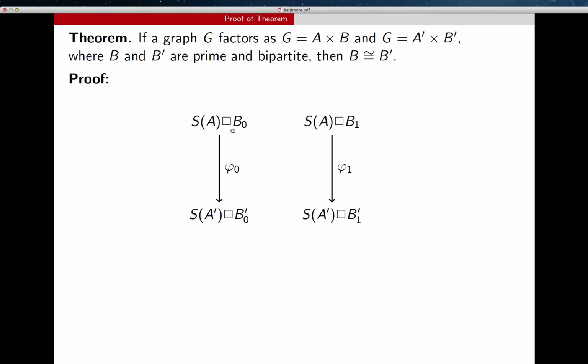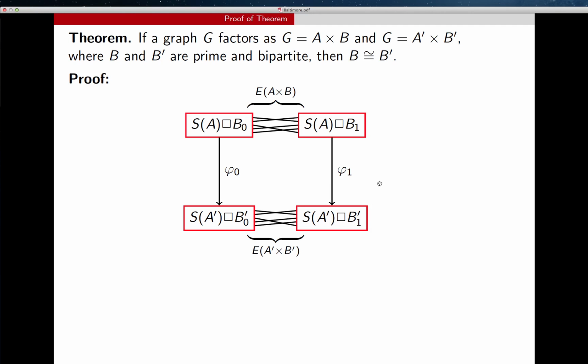On SA box B0, phi operates as, let's call it phi naught, as an isomorphism from SA box B0 into SA prime box B0. And on the other side, we get the other part of phi on the other component. Let's call it phi1.